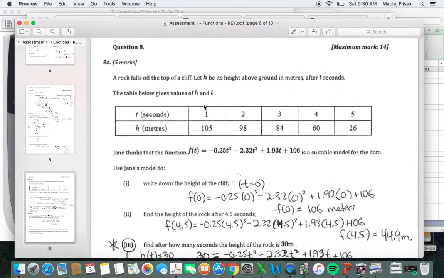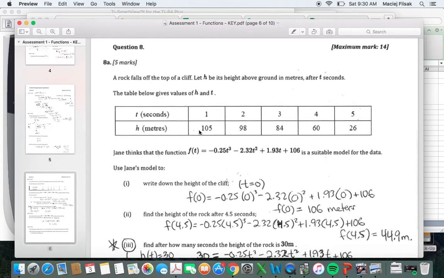So first of all, if you look at the table, this data should make sense. After 1 second, it's 105 meters, and H represents height above the ground. So the cliff is obviously more than 105 meters above the ground, because after 1 second of falling, the rock is 105 meters. Then after 2 seconds, it's this high, 3 seconds, and so on. At 5 seconds, it's only 26 meters above the ground, so it's almost going to hit the ground. And probably by 6 seconds, it's ready to hit the ground.